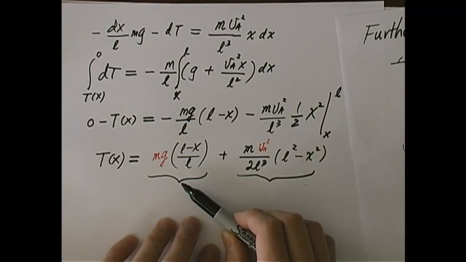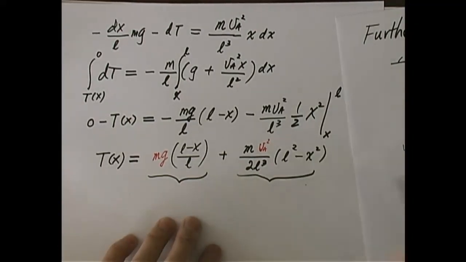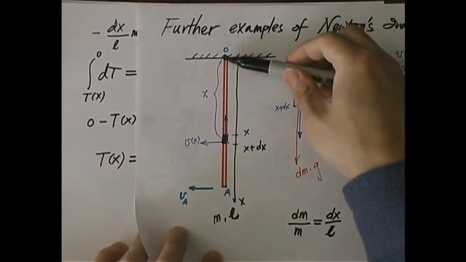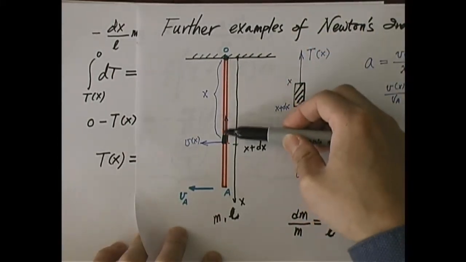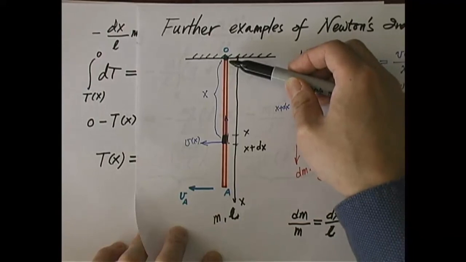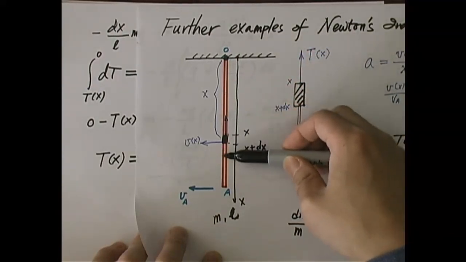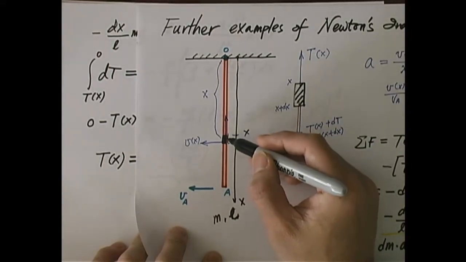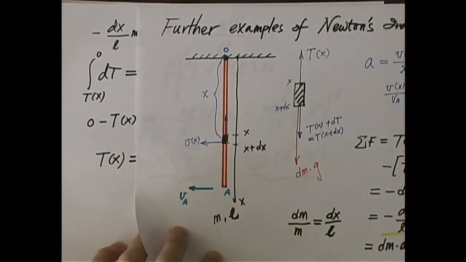Okay, so what did we learn in this problem? We learned that in some cases, you must take a whole object and break it into small pieces, because various points on that object have different acceleration. So we must isolate one little piece out, because only this little piece has the same acceleration throughout.